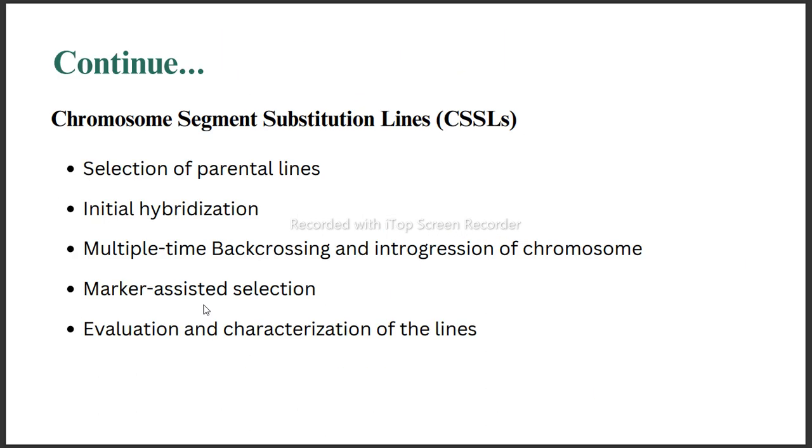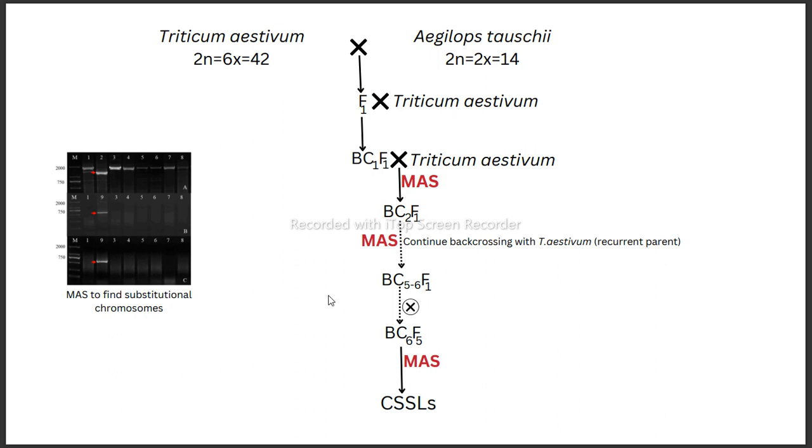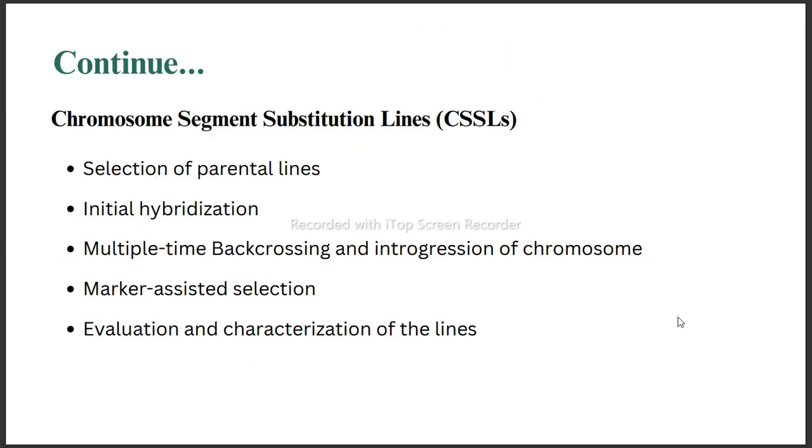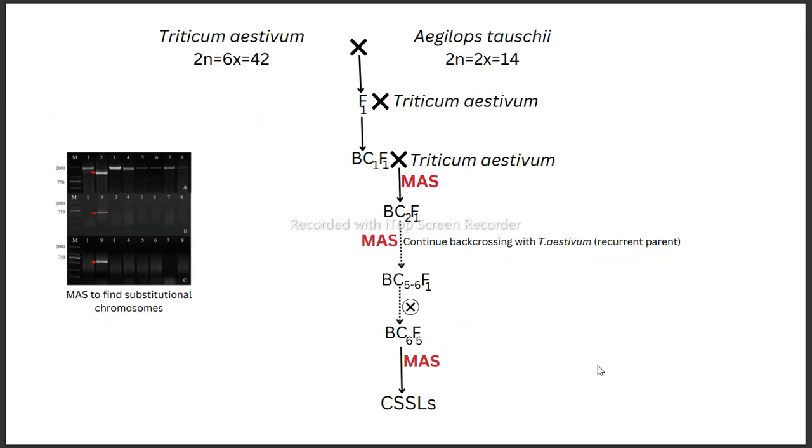So this is the second methodology for developing chromosomal segment substitution lines. This methodology is not much different from the one I have discussed here, but with a little change. We did not perform cytometric analysis here, because chromosomal segments are very small in size, and cytometrical techniques are not able to detect these small segments.